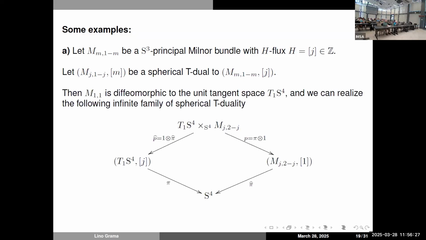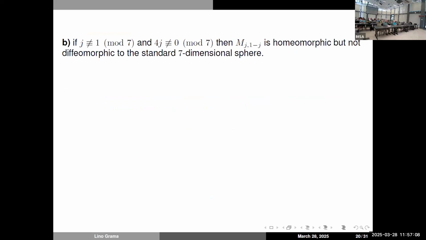We have seen this. This is a spherical T-dual, but we can go further, and some manifolds are not homeomorphic to S7, but we can have some exotic structure. Like, for instance, if we consider n1, comma n, this is diffeomorphic to the unitary tangent space of S4, and we can put this in the spherical dual diagram, and we can arrive at this as a dual, a dual to this exotic space here, Mj 2 minus J.